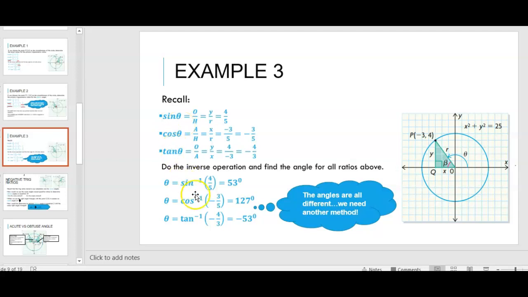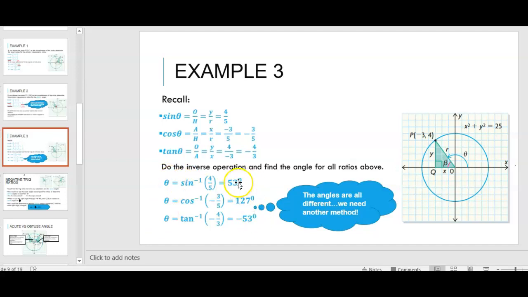And we start with sine. Inverse of sine of 4 over 5 equals 53 degrees. And then we do the same for cosine. Inverse of cosine of, careful when you plug this into your calculator, -3 over 5, close the bracket, is 127 degrees. And if you do the same for tangent, taking the inverse, you're going to get the angle -53 degrees. So even though we're dealing with the same angle, we got different values.